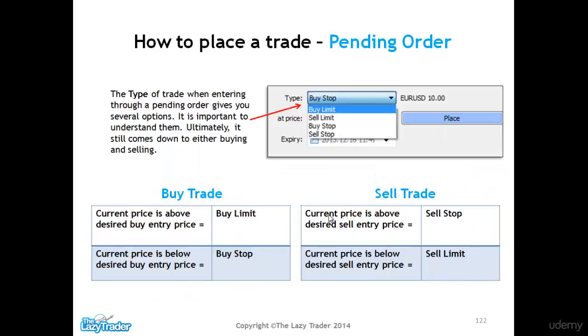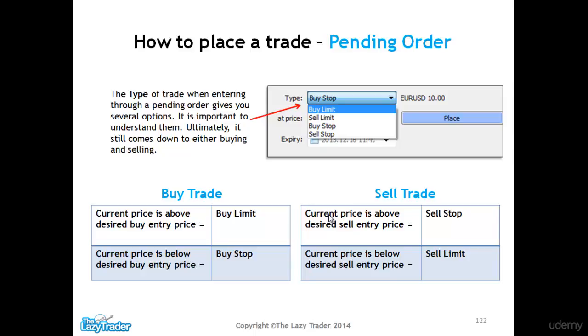When we're placing a pending order, we do have different buy and sell types. You'll notice that we have a buy limit, a sell limit, a buy stop, and a sell stop. So I just want to really clarify this for you because it can be quite confusing for some people who are new to the market. Certainly when we were new to the markets, we all had the same problems with this broker jargon, but let's demystify it once and for all.